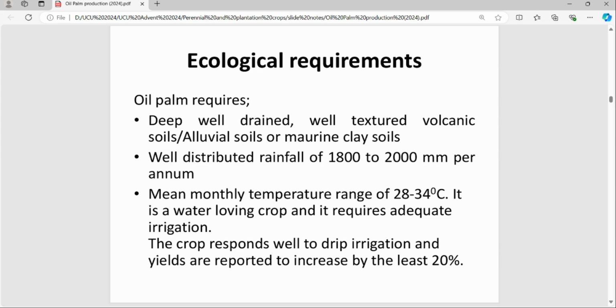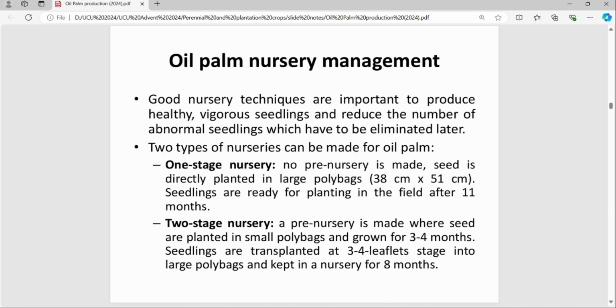It is also a water-loving crop, and therefore it requires adequate irrigation in case there is little rainfall within the area where it has been planted. It can also respond very well to drip irrigation, so farmers who have the money to install this irrigation system can help to reduce the labor in application of water by watering. Let's now look at nursery bed management.